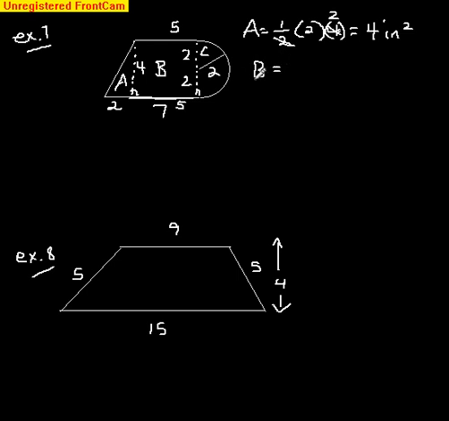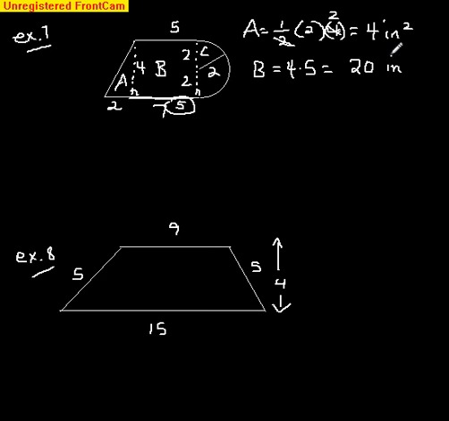These are the easy ones. B is just length times width, so it's just going to be 4 times 7, and we get 28 inches squared. And then, oops, 4 times 5. Where did I get 7? Sorry about that. 4, there's our 5. 4 times 5. And that's 20 inches squared.